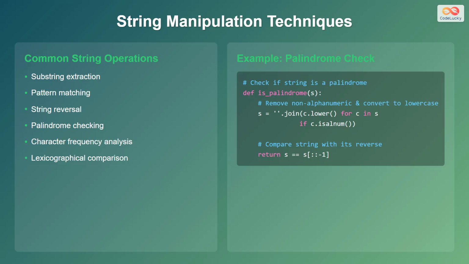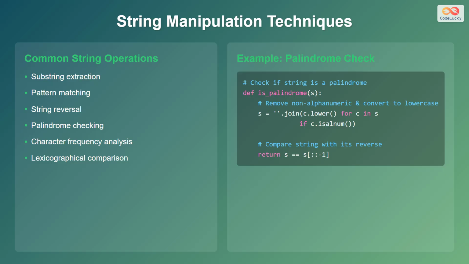Also, there is palindrome checking, which is determining whether a string reads the same forwards and backward. Next, we have character frequency analysis, which is counting the occurrences of each character in a string. Lastly, there is lexicographical comparison, which is comparing strings based on dictionary order.